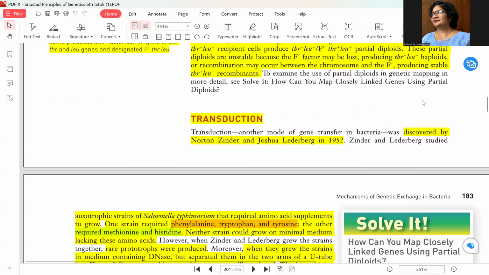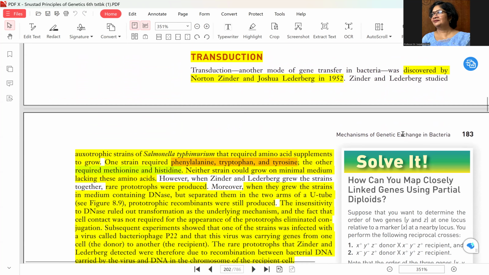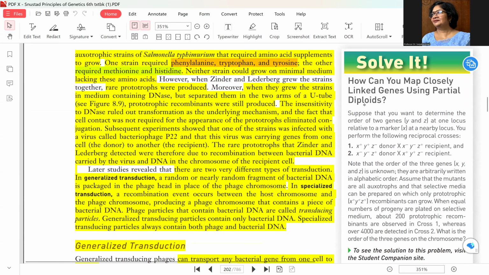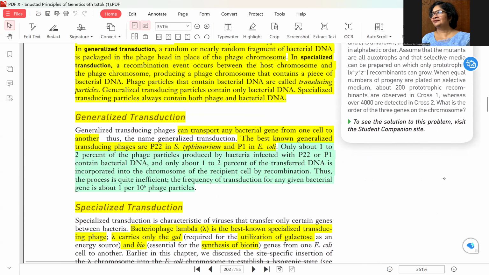So moving on to transduction, which is the last process of gene transfer from one bacteria to another. Remember, we said that transduction is a process in which bacterial DNA is carried by viruses. And when viruses infect new hosts, then they transfer the bacterial DNA into the host. And so the bacteria gets DNA from a different bacteria with the help of that virus.